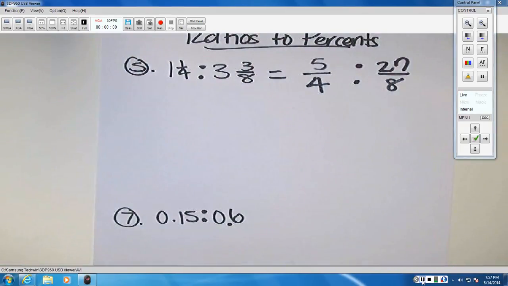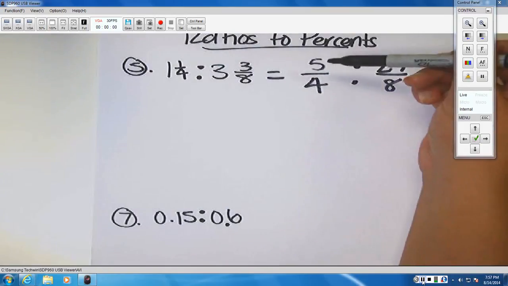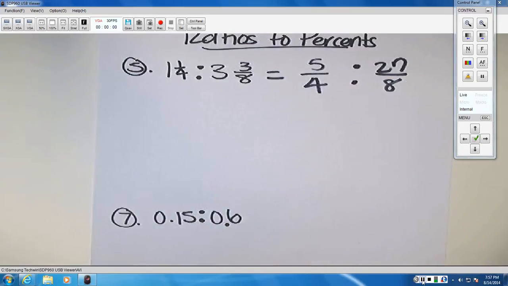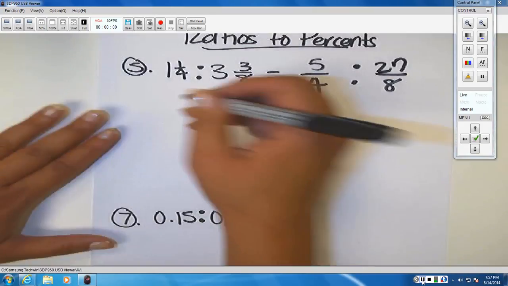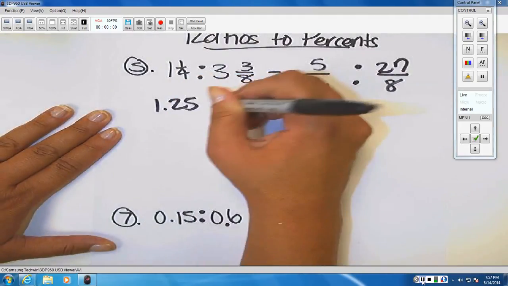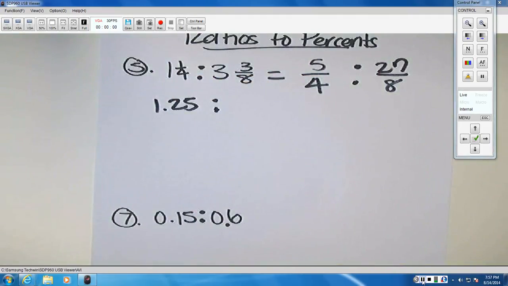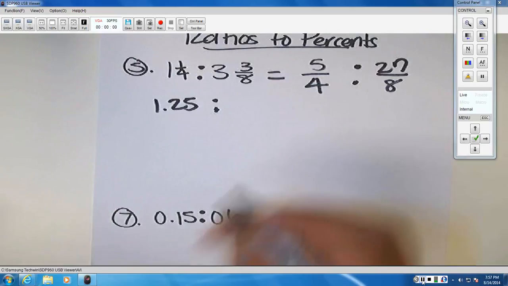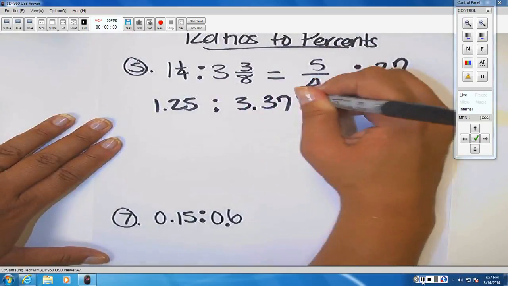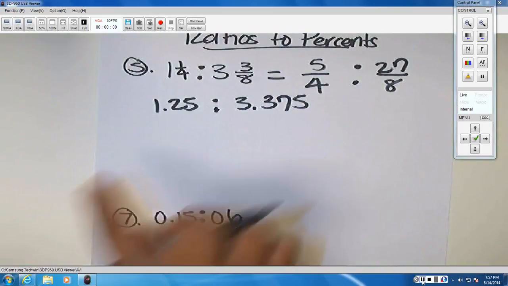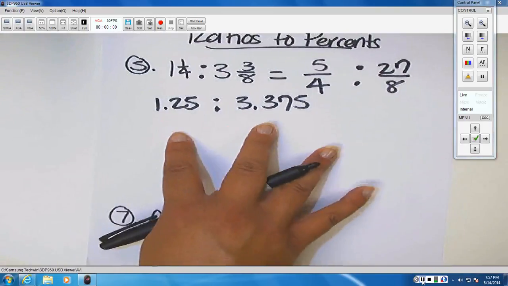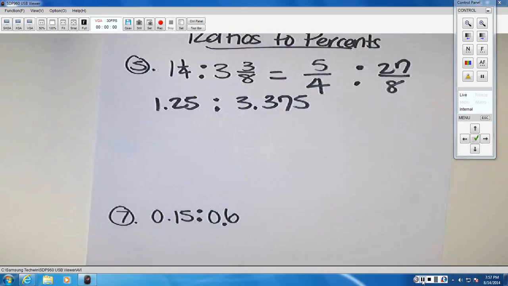And basically, we have a fraction ratio here. We want to take our fraction and turn it into a decimal. We're going to do that by taking 5 divided by 4, or taking our numerator and dividing it by our denominator. So 5 divided by 4 equals 1.25. And this one, 27 divided by 8, is 3.375. So there is our ratio now. We took that fraction and we turned it into a decimal ratio.